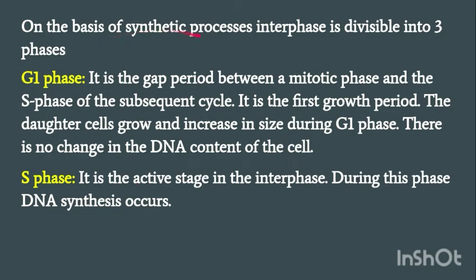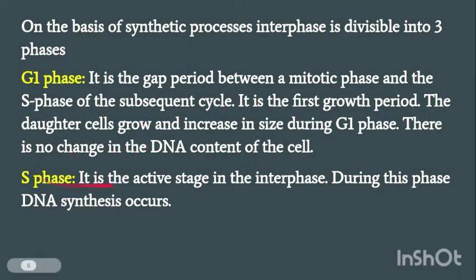On the basis of the synthetic process, interphase is divisible into three phases called G1 phase, S phase and G2 phase. G1 phase is the gap period between a mitotic phase and the S phase of the subsequent cycle. It is the first growth period, and the daughter cells grow and increase in size during G1 phase. There is no change in the DNA content of the cell.